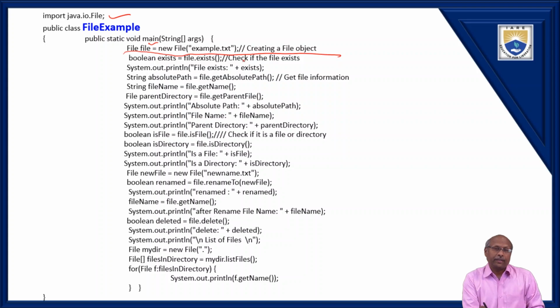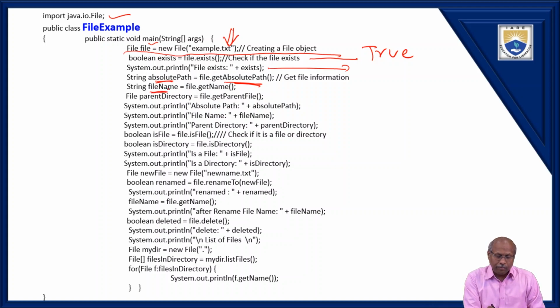Here I am checking whether the file exists or not. Yes, created. If the file object is created, it will say true. It returns a true value. If the file is not there, it will return false. So exists is true. Now this method, getAbsolutePath. That means wherever this file is created, whether in D drive or F drive or C drive, whichever location that file is in, that location will be stored here in the absolute path. And what is the name of the file? In this example, the file name is example.txt. This file name will be stored in the file name.